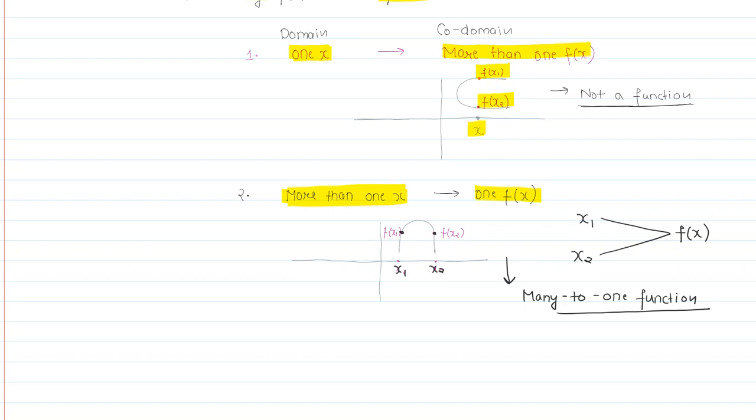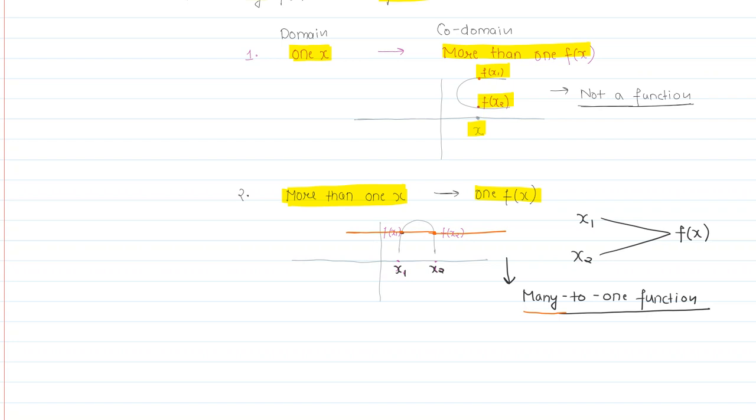Now, what is the horizontal test? When you draw a horizontal line through a graph, and if it intersects two points of the graph, then it means that it is a many-to-one function. So this graph basically fails the horizontal test, and that's why it is a many-to-one function, but it passes the vertical test.